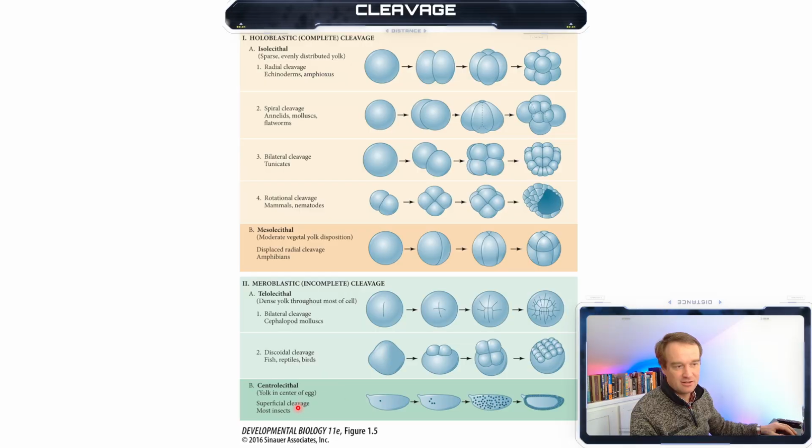And then centrolecithal. We'll get into syncytial and specification and things like that. This is where, on the outside of the egg, we get a formation of all these little tiny cells, and there's a bunch of different nuclei that get distributed. We'll get into that a little bit more. So those are the different types of cleavage.